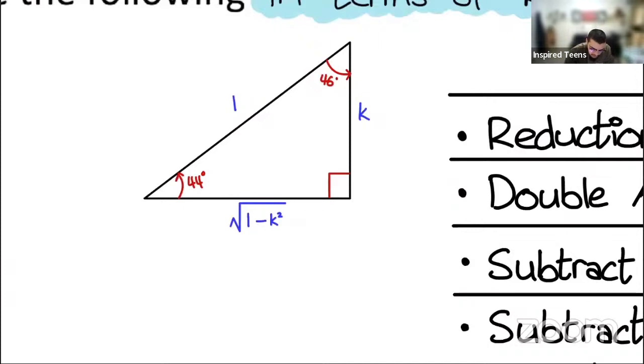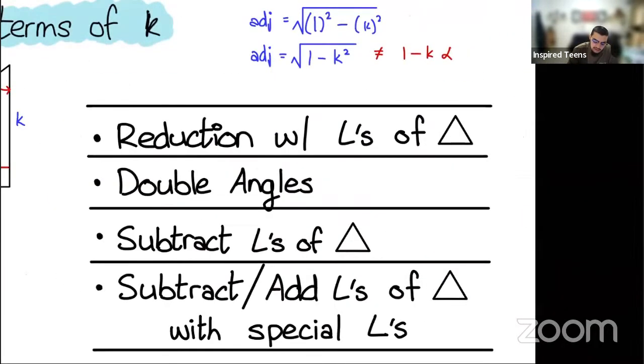Remember, our reduction angles start at 90. Then we can do a reduction with 180, then 270, then 360, right? So that's how we can reduce. Then our reduction angle looks something like 90 minus 36 or something. So you can reduce in that manner. And what we want to try and do is reduce with one of the angles of the triangle. That's what this is saying: reduction with the angles of the triangle.